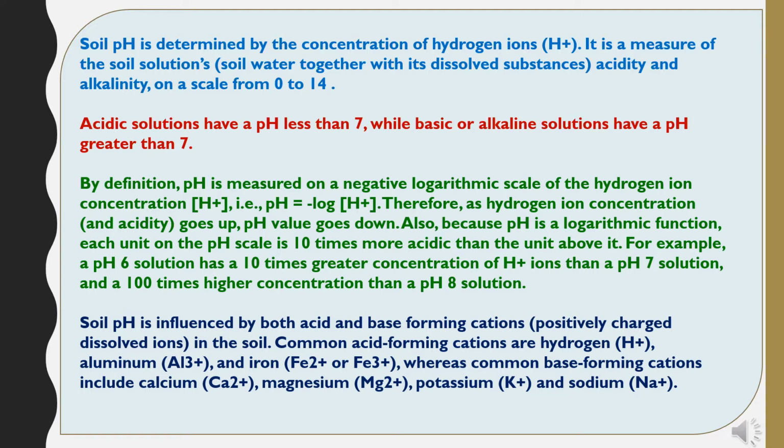Also, because pH is a logarithm function, each unit of the pH scale is 10 times more acidic than the unit above. For example, a pH 6 solution has a 10 times greater concentration of hydrogen ions than a pH 7 solution and a 100 times higher concentration than a pH 8 solution. Soil pH is influenced by both acid and base forming cations, positively charged dissolved ions in the soil. Common acid forming cations are hydrogen, aluminum and iron, whereas common base forming cations include calcium, magnesium, potassium and sodium.